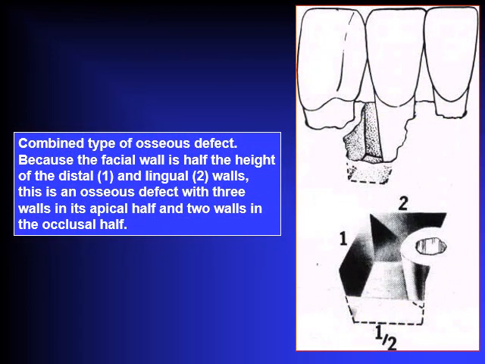What about here? We see here there is absence of the mesial wall. We have the lingual wall, we have the distal wall, and we have half the buccal or the facial wall. Okay, so the walls in the apical portion are more than coronally. In the apical portion, there are three walls. More coronally, there are two walls. So this is called a combined osseous defect. Three walls in the apical half, as you see, and two walls in the occlusal half. I hope you got this information.